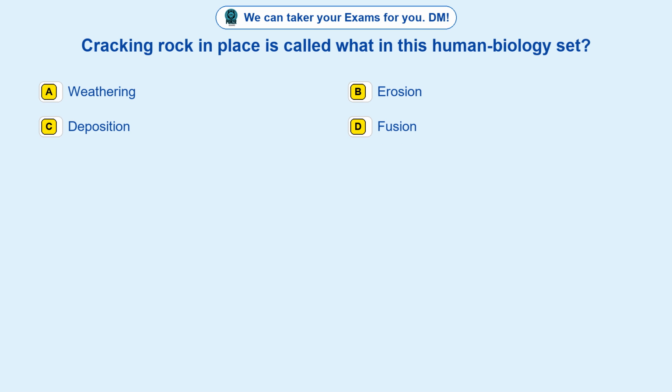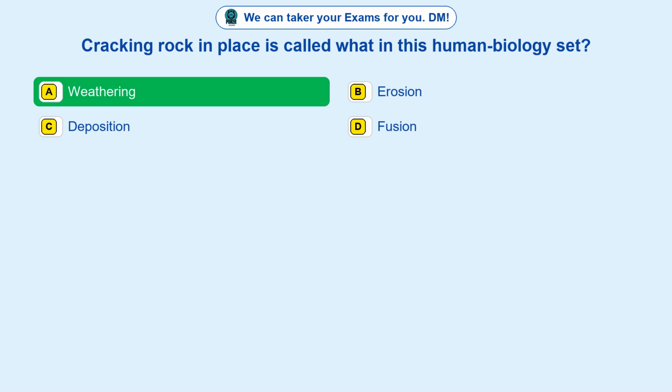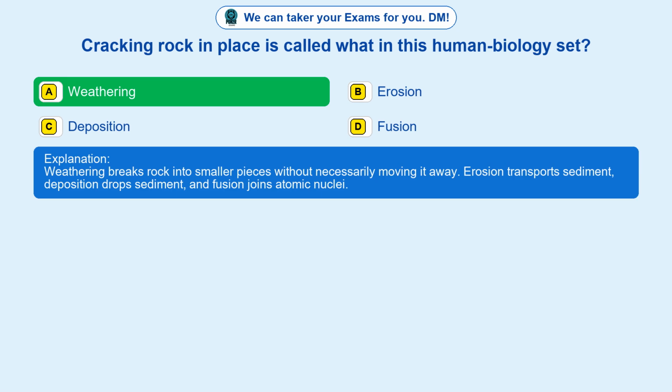Question 81. Cracking rock in place is called what in this human biology set? Option A, weathering. Option B, erosion. Option C, deposition. Option D, fusion. The correct answer is option A, weathering. Weathering breaks rock into smaller pieces without necessarily moving it away. Erosion transports sediment, deposition drops sediment, and fusion joins atomic nuclei.